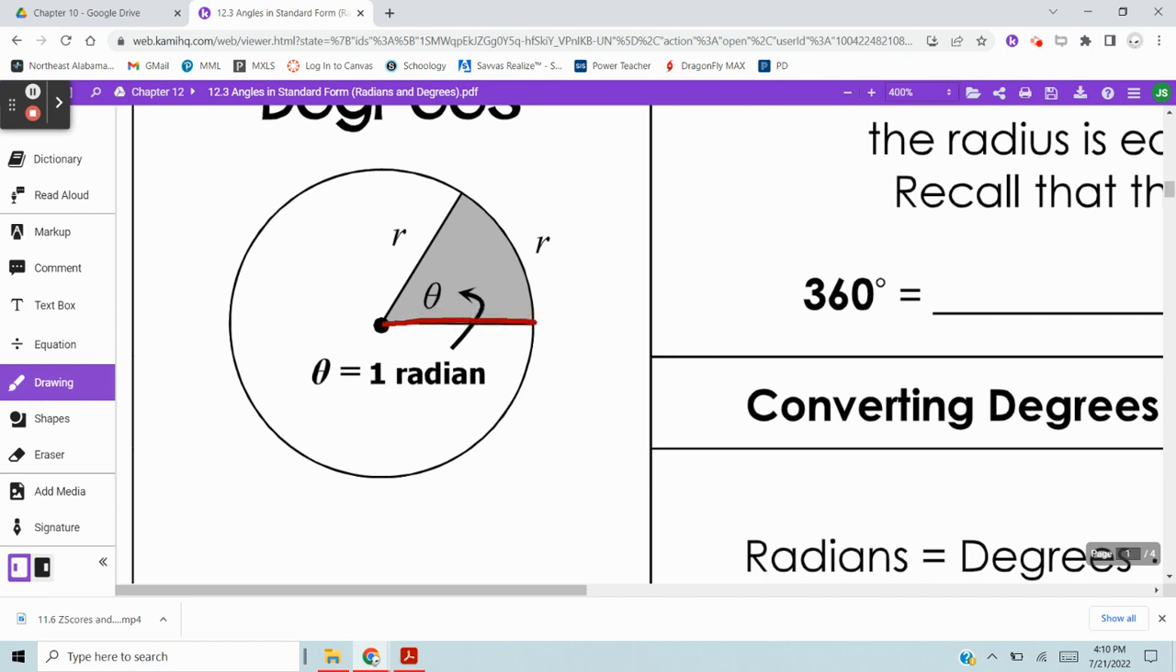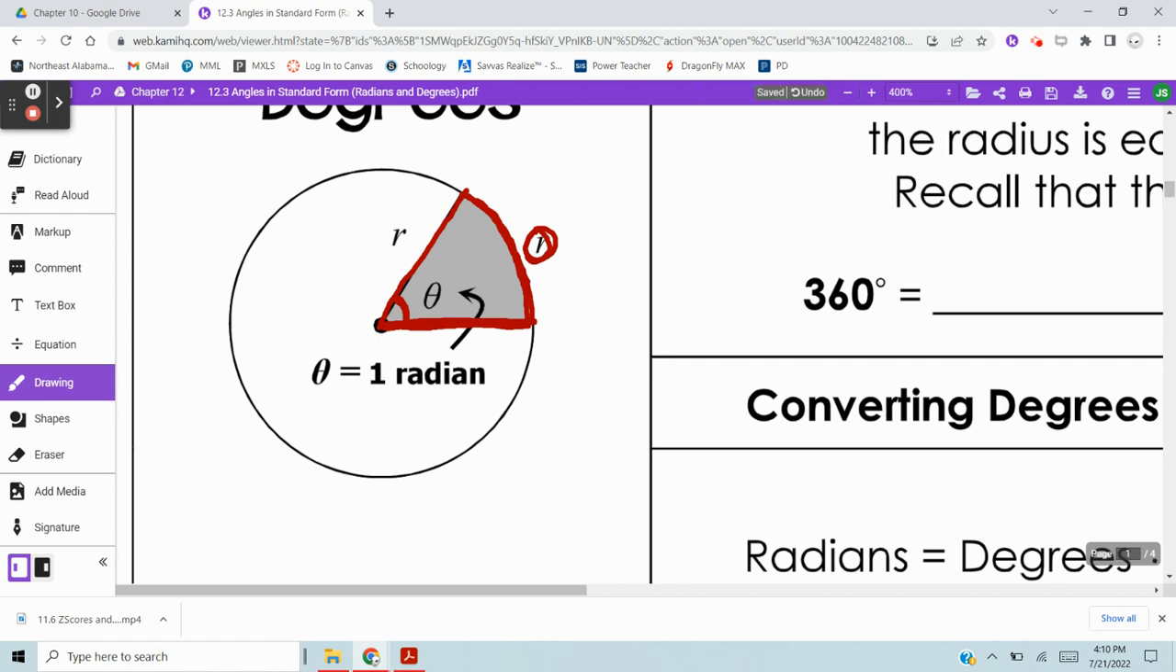If we were to take a radius of this length, the length you have right here, and wrap it around the circle to where this is also the length r. It's the same length. So we have a radius here, which would be the same as this. If you were to wrap that radius, this angle right here that was formed would be 1 radian.